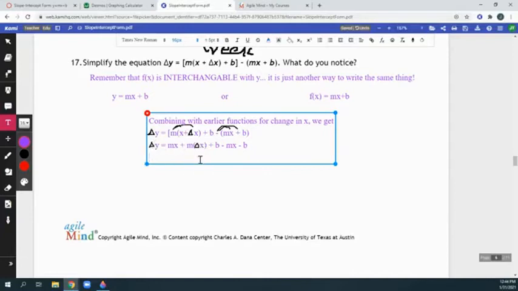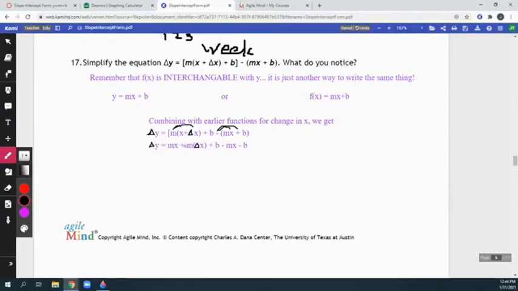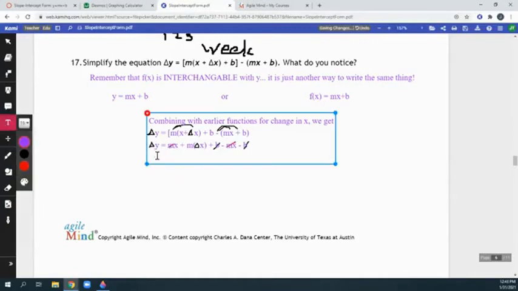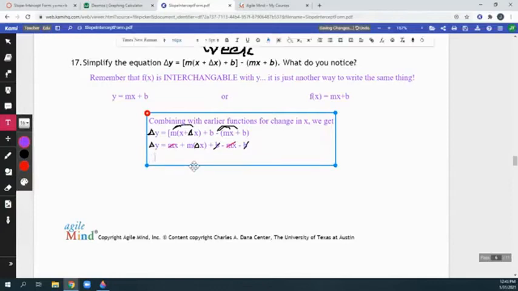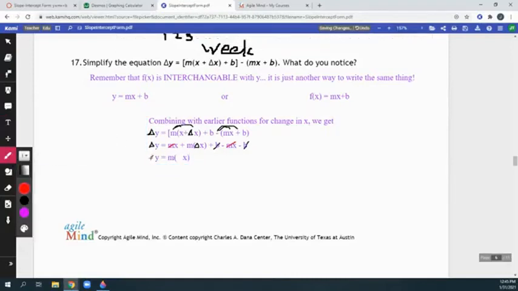So here's what we notice. I actually have B minus B, which doesn't matter what B is. Anything minus itself makes zero. I also have MX minus MX. So I end up with change in Y equals M times change in X. Well, that's much prettier, much simpler.